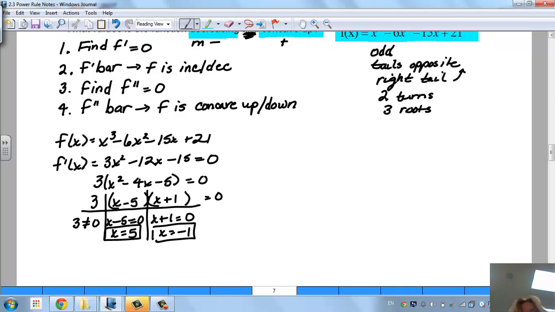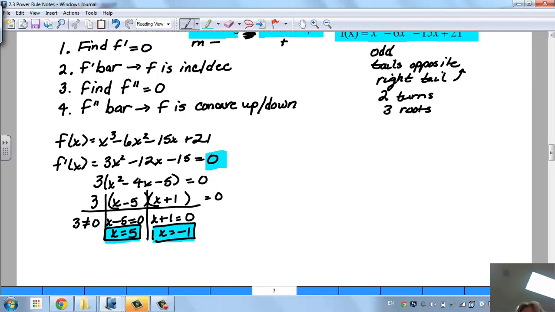Now, I just found where the slope is equal to 0. At x equals 5, the slope is 0, because that's what we just did. When we put this equal to 0, we said at 5 on my graph the slope is 0, so there's going to be a turn there. And at negative 1, the slope is 0, so there's going to be a turn there. I just want to let you know what you found.